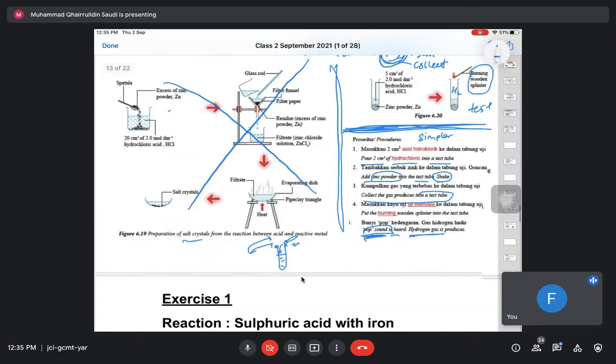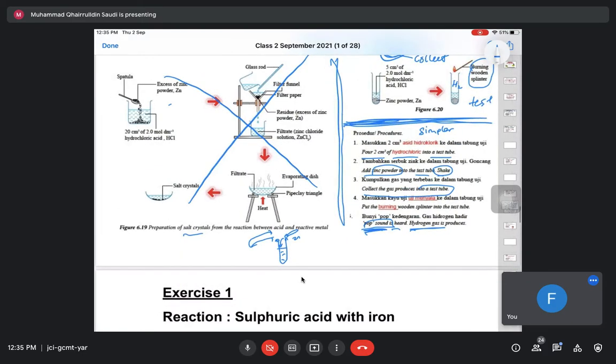Next one, sulfuric acid with iron. Okay, sulfuric acid with iron.